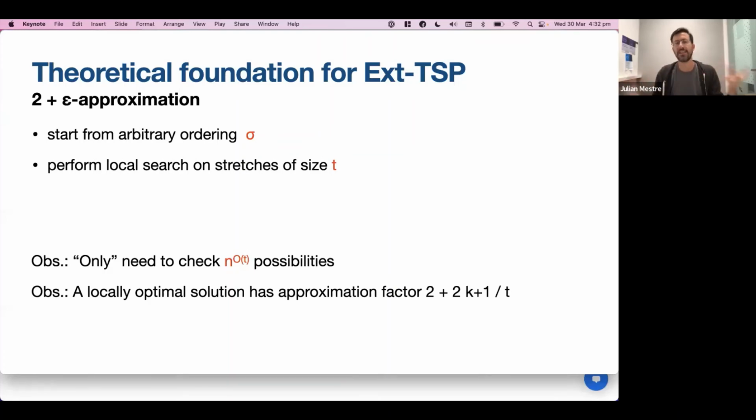You keep doing this until no more local improvements are possible, and then you get an approximation ratio that is 2 plus this term here, which is basically almost k divided by t. So if you make t k times 1 over epsilon, you can make this term arbitrarily small. Yeah. But again, you pay on the running time there, so there's the trade-off, obviously.